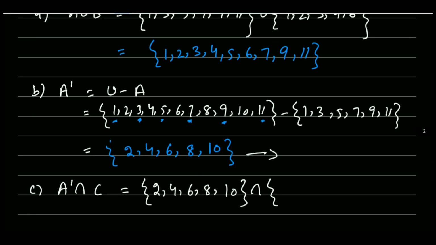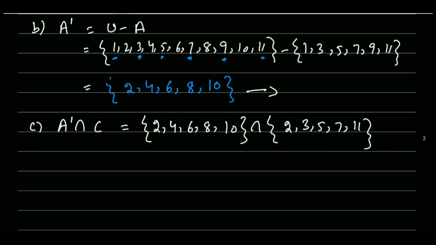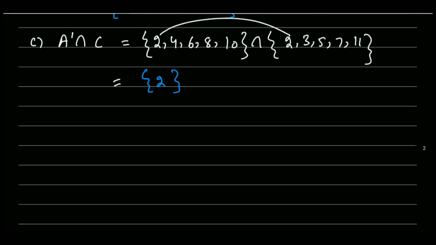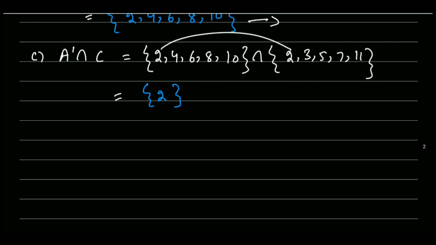If the C set is 2, 3, 5, 7 and 11, then how do we find the intersection? This is A complement, this is C. So we will find the intersection. We can see just 2 is common. So this is the way you can find the intersection of two sets.